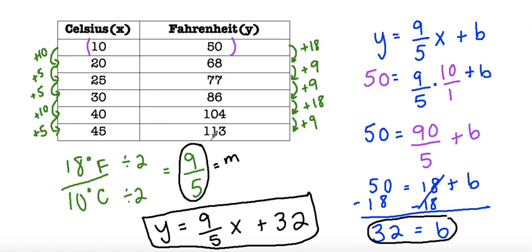And if we substitute any points into this equation, we'll get a true statement, and that's how we could double check if our slope and our y-intercept are correct.